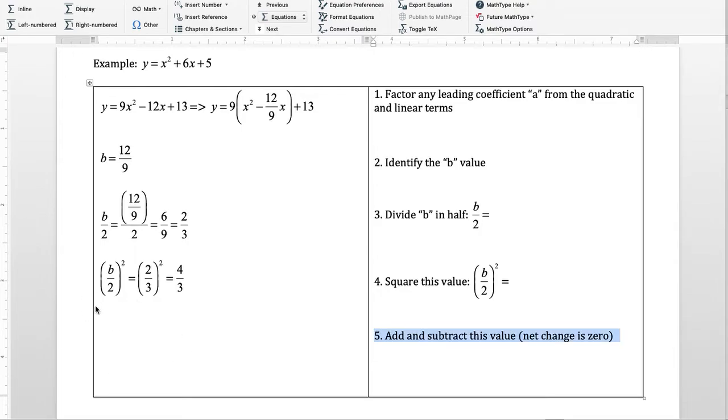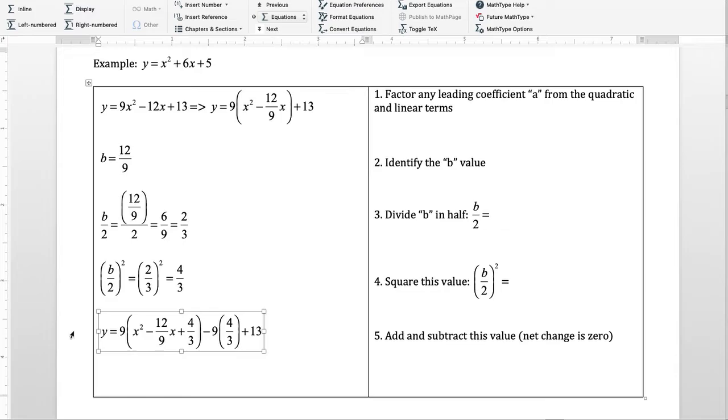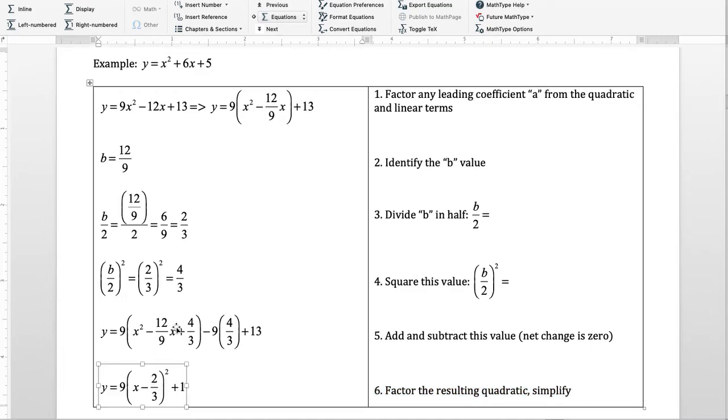We're going to add and subtract that value. So I'm adding 4/9. Now I'm adding inside the parentheses. I also have to subtract outside. That 9, this isn't exactly 4/9. It's going to be 9 times 4/9. So we have to do 9 times 4/9 there. That trinomial gives us our perfect square, and we'll simplify what's on the outside. I'm going to go through and adjust this. So I'm going to factor the resulting quadratic and simplify.